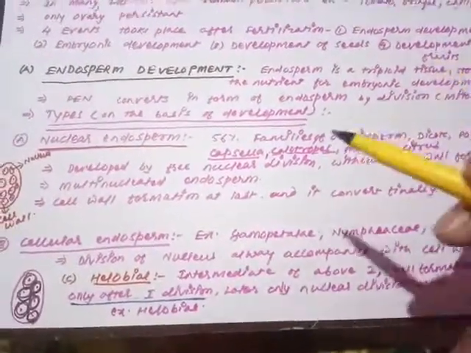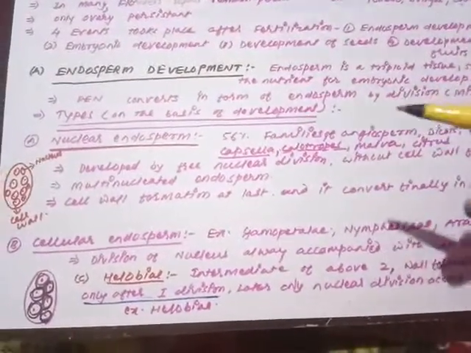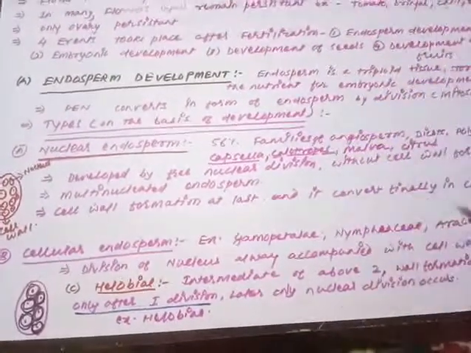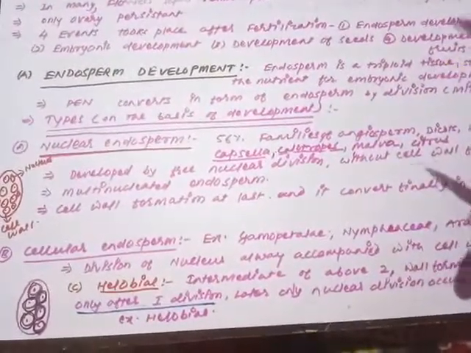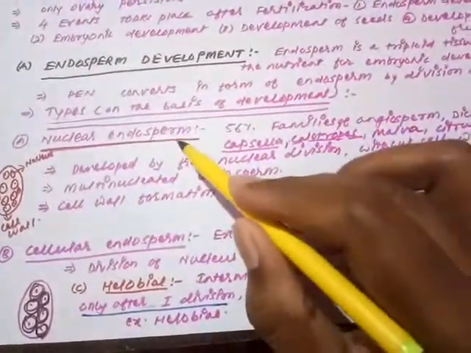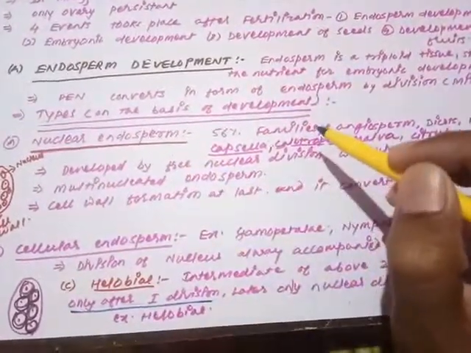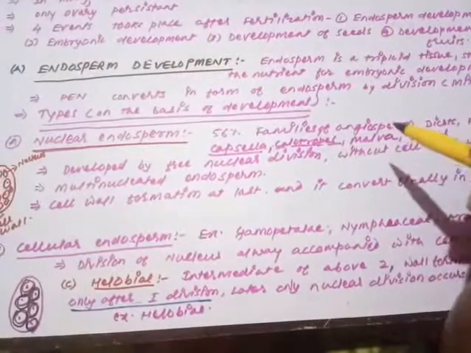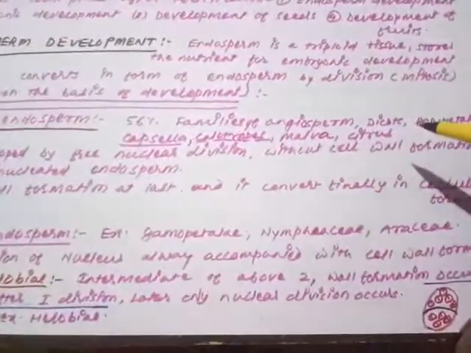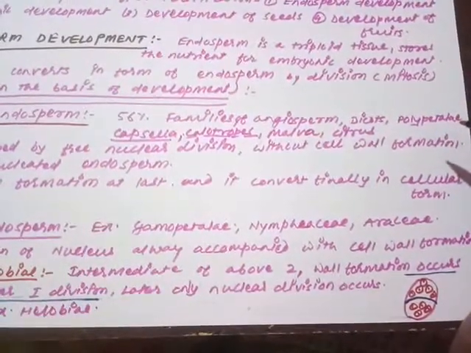On the basis of development, the endosperm may be classified into three basic categories. Now the important portion begins. Number one is called nuclear endosperm. The nuclear endosperm is the most common in angiosperms. More than 56% of angiosperm families have the nuclear endosperm. Along with that, dicots with polypetally.